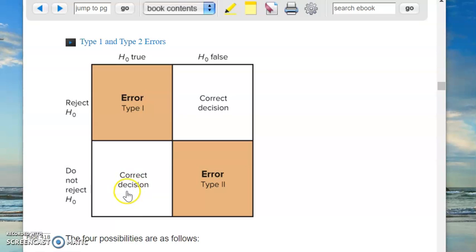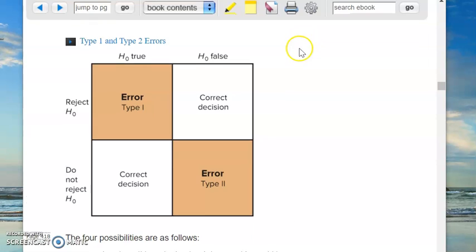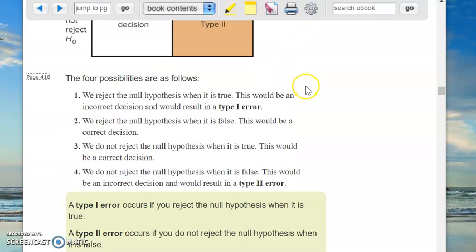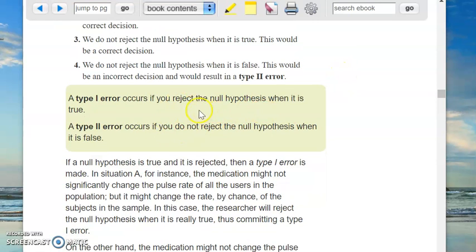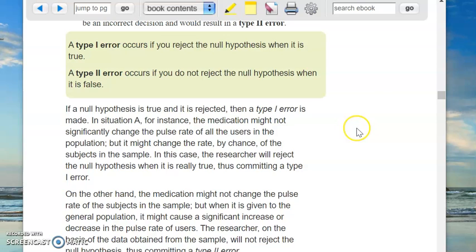These are correct decisions. Here you do not reject the null hypothesis. Well, that's a good decision because the null hypothesis was true. Here you do reject the null hypothesis and the null hypothesis is false, so that was a correct decision. Okay, so I let you read that, but that's my overview of what's going on there, okay? So type 1 error, you reject the null hypothesis when it is true. Type 2, you do not reject when it is false. Type 1 is kind of the one we're going to always be using here. They call that the beta.